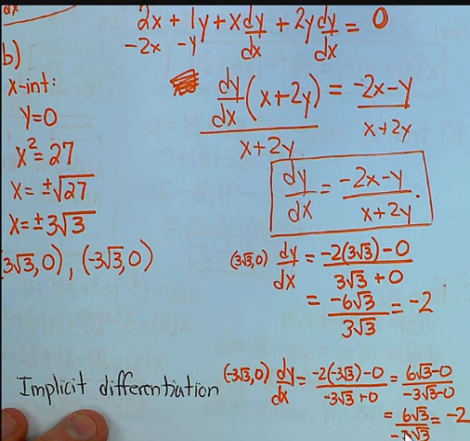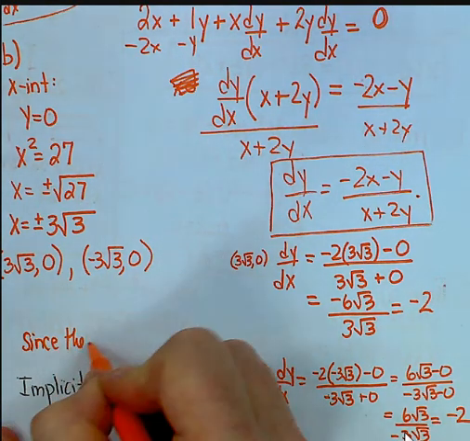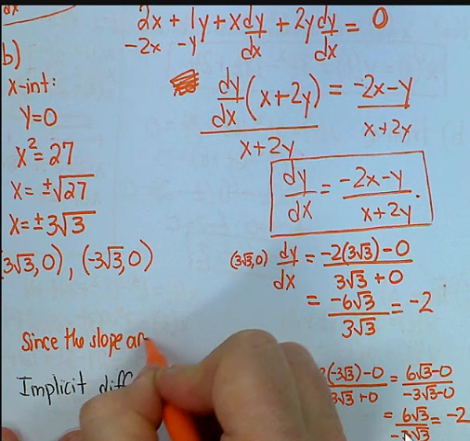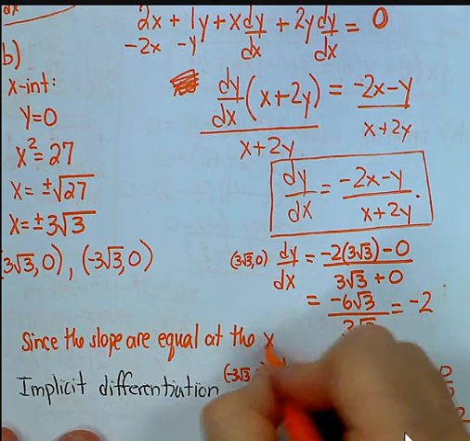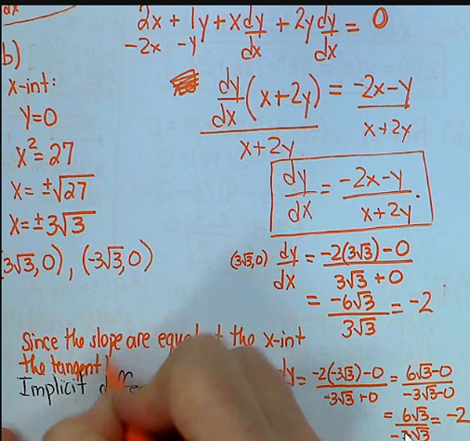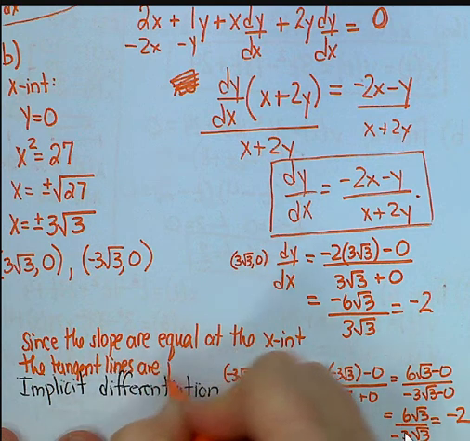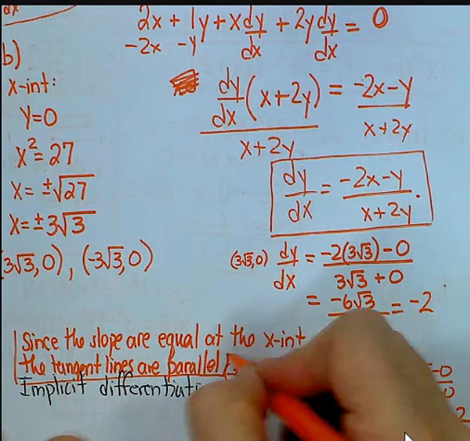So what did the slopes turn out to be in both cases? Negative 2. So you can say since the slopes are equal at the x-intercepts, the tangent lines are parallel. Questions on that?